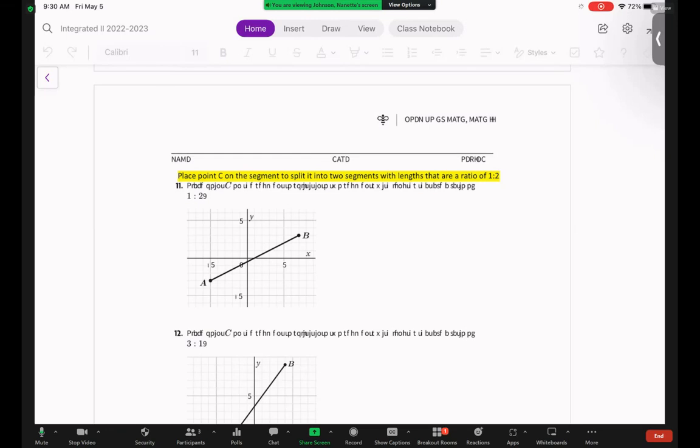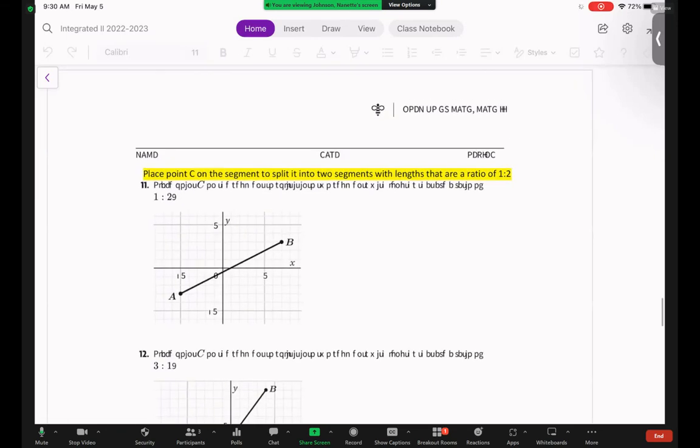Okay, so we are in 6.6, Ready, Set, Go, number 11. For some reason, my PDF on my iPad has changed the words. So I wrote it again on the top and highlighted. So it says, place point C on the segment to split the segment into two segments with lengths that are in the ratio of 1 parts to 2 parts.